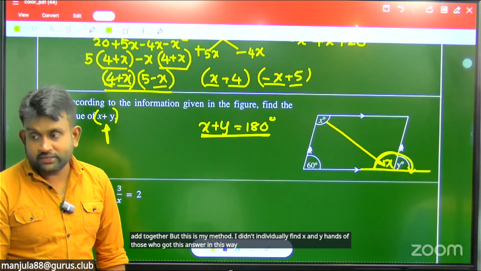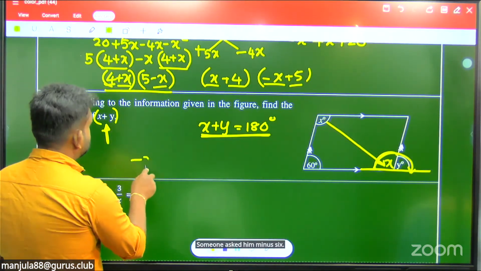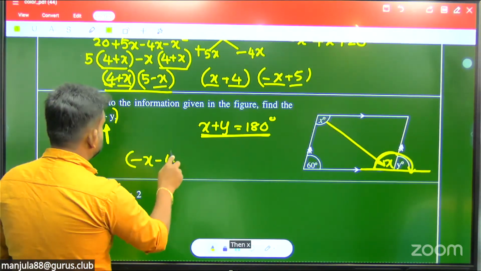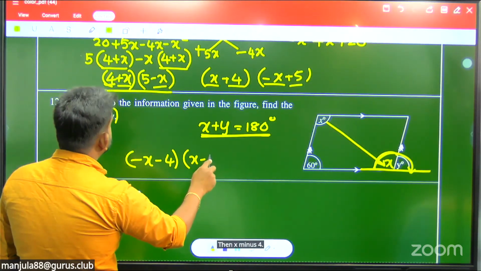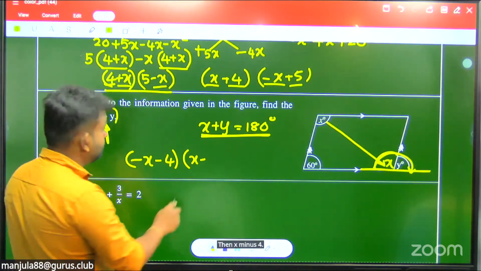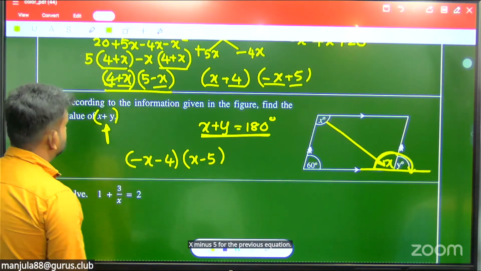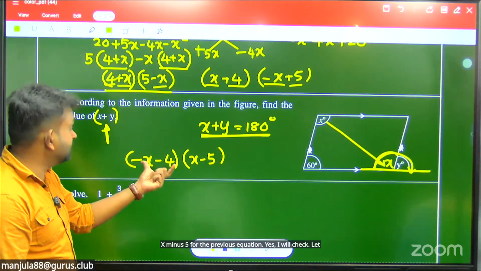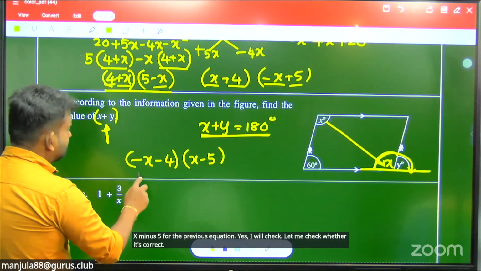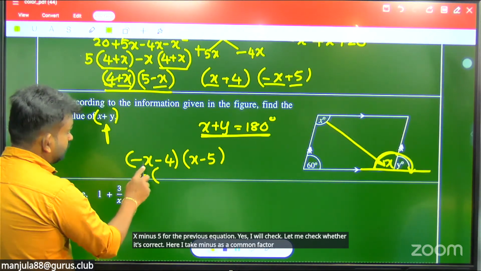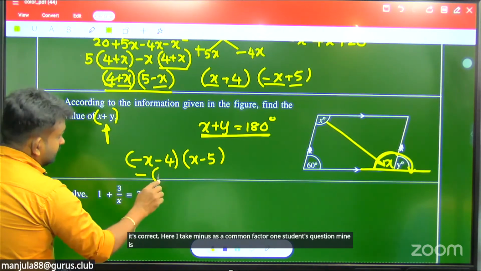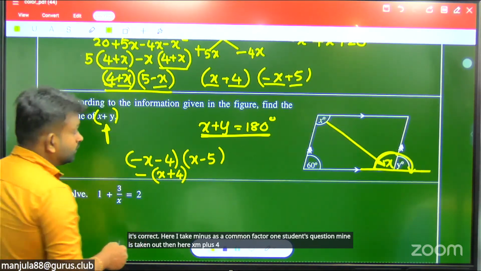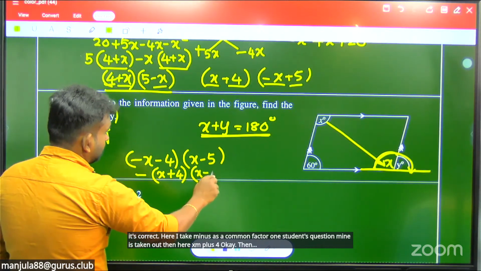Someone is asking, x minus 4 and x minus 5 for the previous question. Yes, I will check whether it's correct. Here I take minus as a common factor. One student's question, minus taken out. Then here x plus 4. Okay. Then x minus 5.